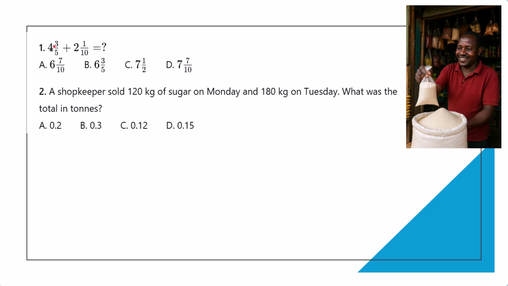Now, in this question, we are adding fractions. You can add the whole numbers first. 4 plus 2 is 6. Then you can add the fractions now. We have 3 over 5 plus 1 over 10. When you add fractions, you only add if the bottom numbers, the denominators, are the same. So we can double this to give us 10, and we can double this to give us 6. So 6 over 10 is equivalent to 3 over 5.